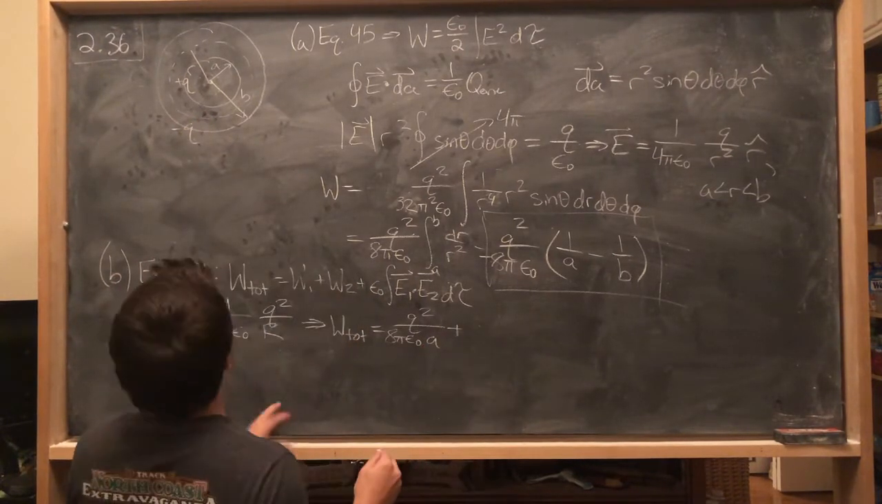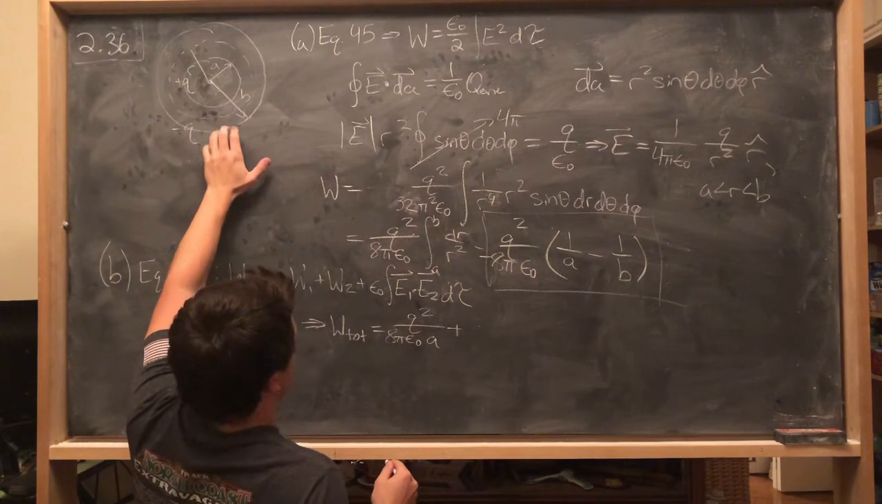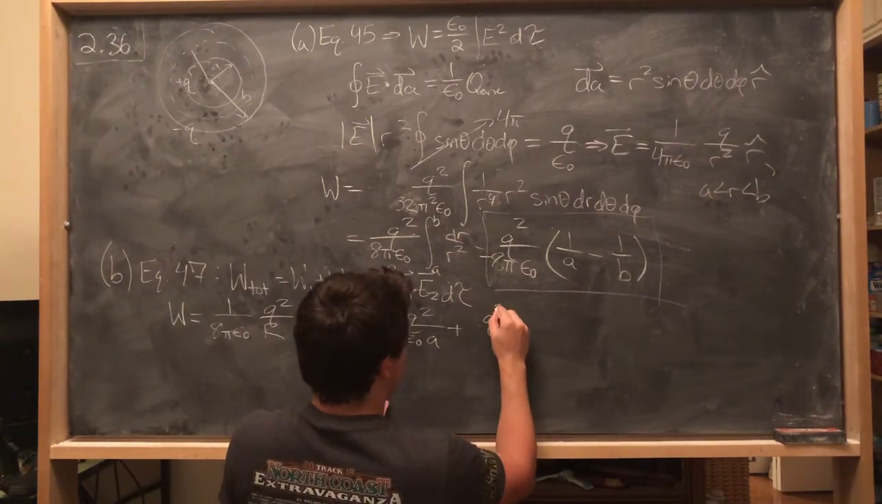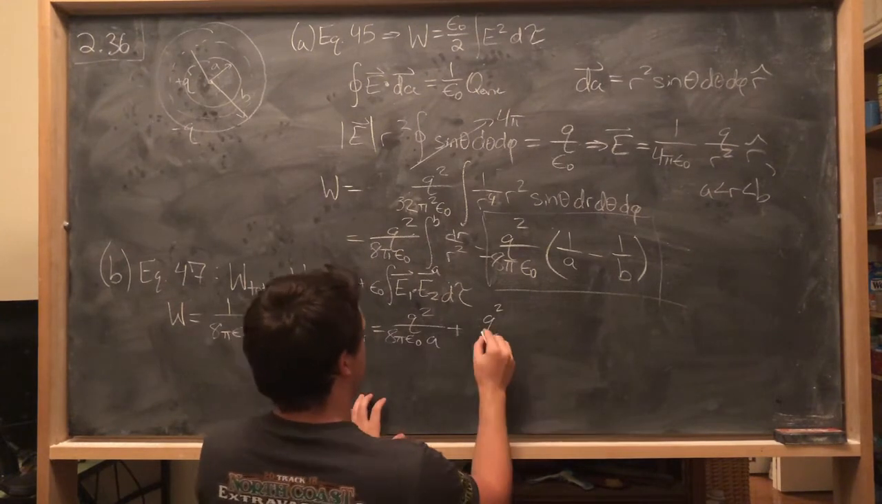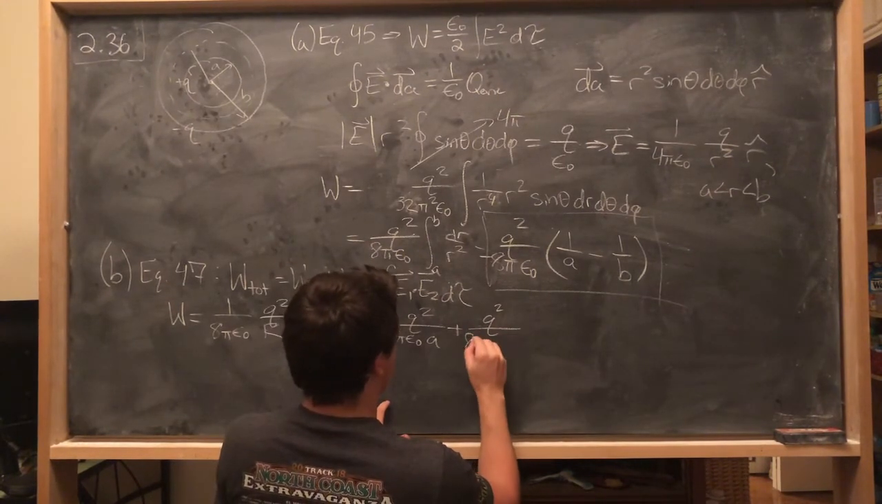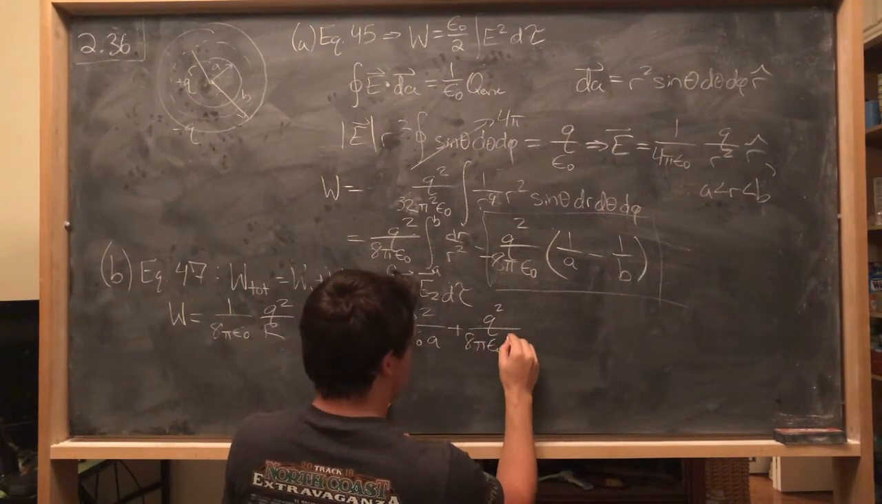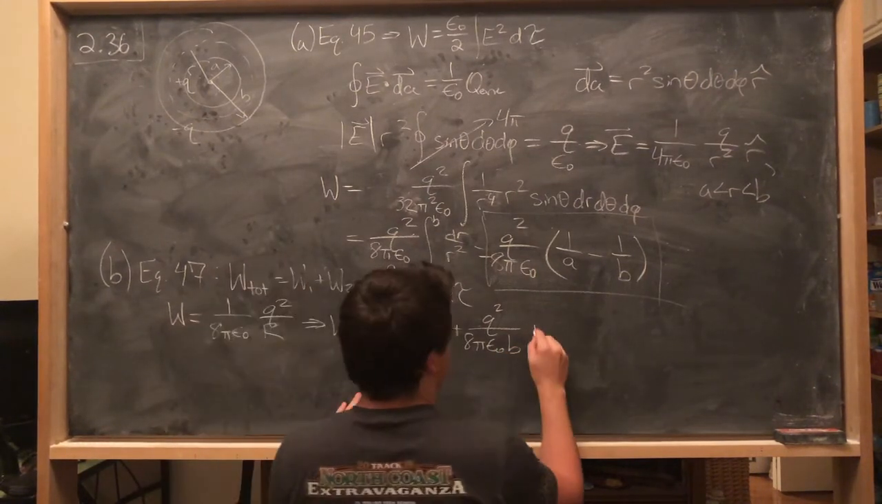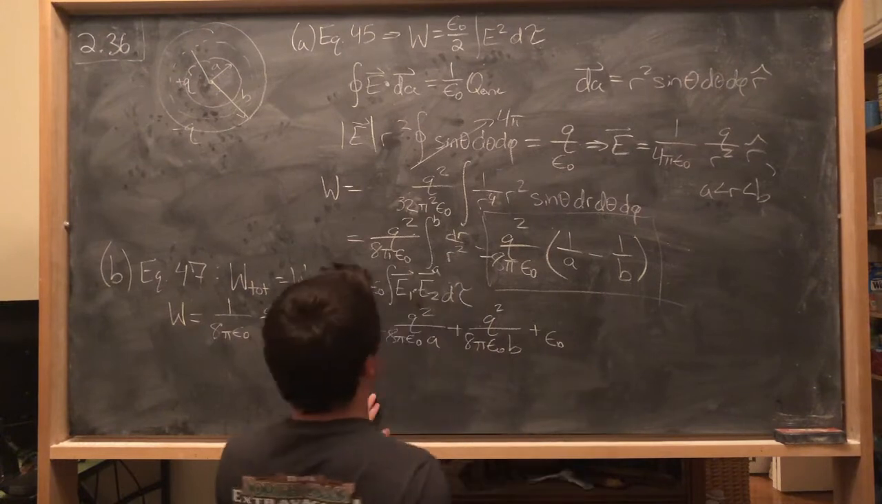Then our W2, the energy of the outer spherical shell, would again be, it would be negative Q times negative Q, so still Q squared over 8 pi epsilon naught B. And then we have this cross term.